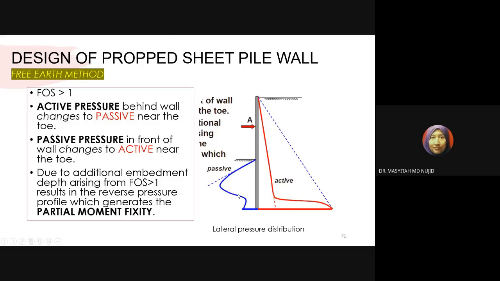For retaining walls, anchored sheet pile walls, the factor of safety must be larger than 1. The active pressure behind the wall changes to passive near the toe. The passive pressure in front of the wall changes to active near the toe. The additional embedment depth arising from a factor of safety more than 1 results in the reverse pressure profile, which generates partial moment fixity.